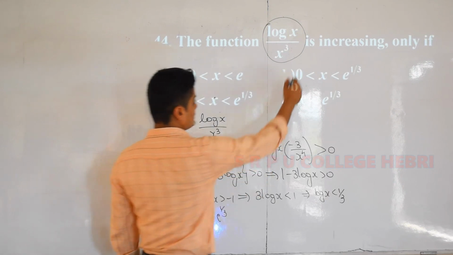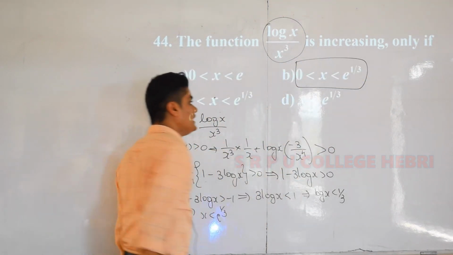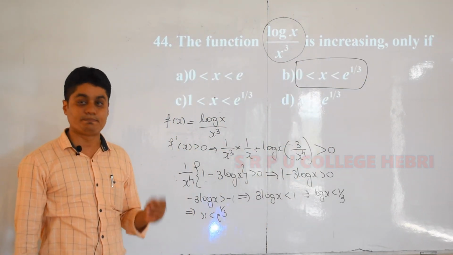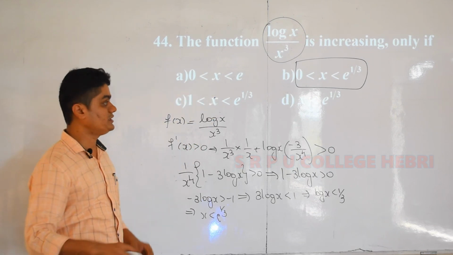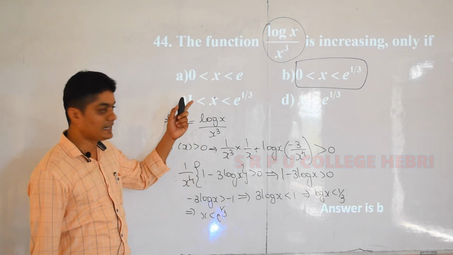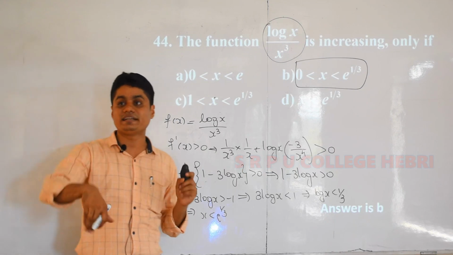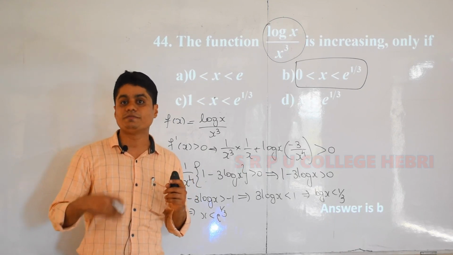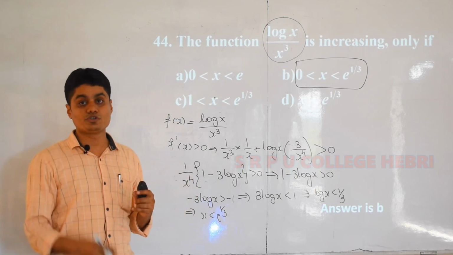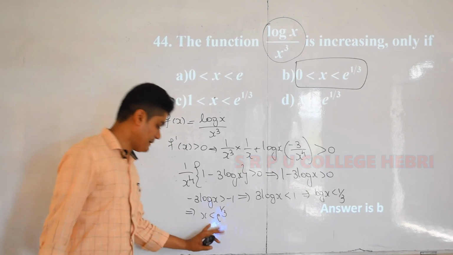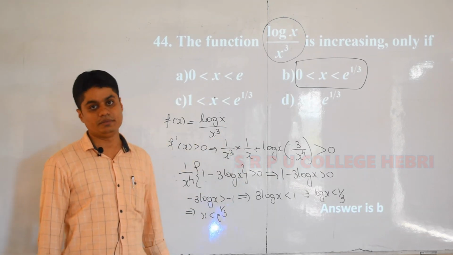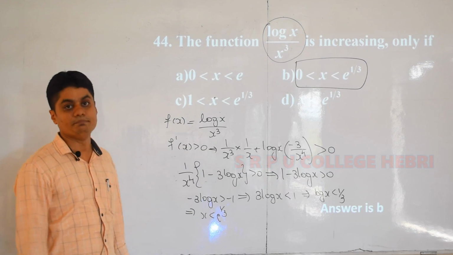So which is the right answer? It is less than e to the power 1 by 3, and the input of log x should always be positive. So the right answer is option B. Since x is inside the log, it cannot be a negative number, as log of a negative number is not defined. So the input should be greater than 0 for log, and the maximum you can take is e to the power 1 by 3. So the right answer is option B.